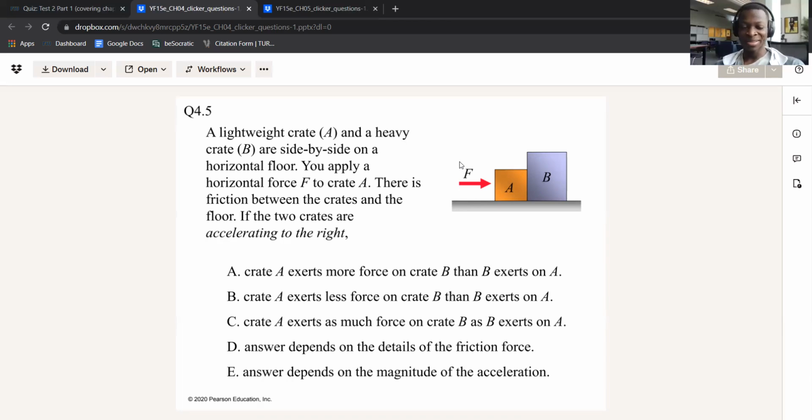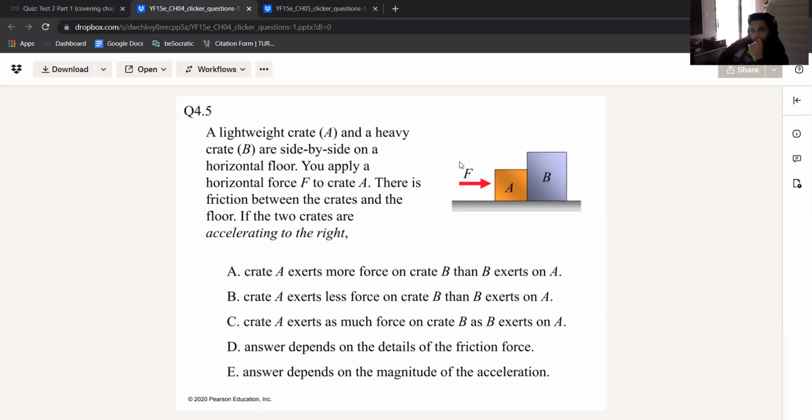I'm leaning towards A on that one, but I want to let somebody else try it. So I think we have to take into consideration that the acceleration for both is the same, or constant. And the frictional force that we see on crate A would be less than crate B. So the contact force for both, we do see that it's equal, but in opposite direction. So I would say it's C.